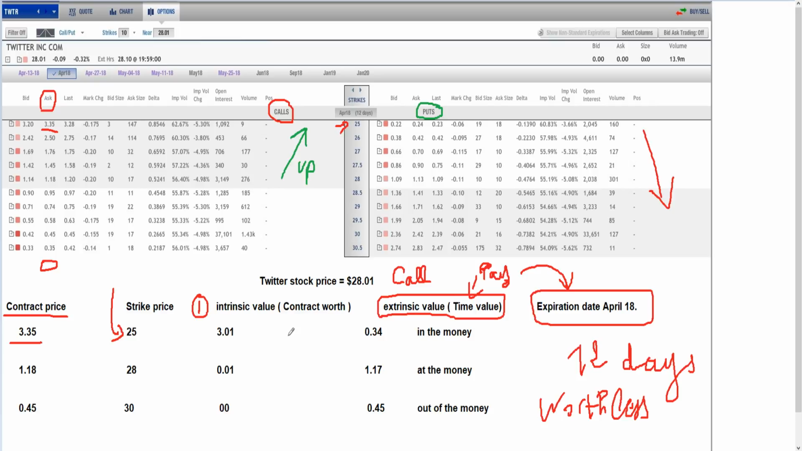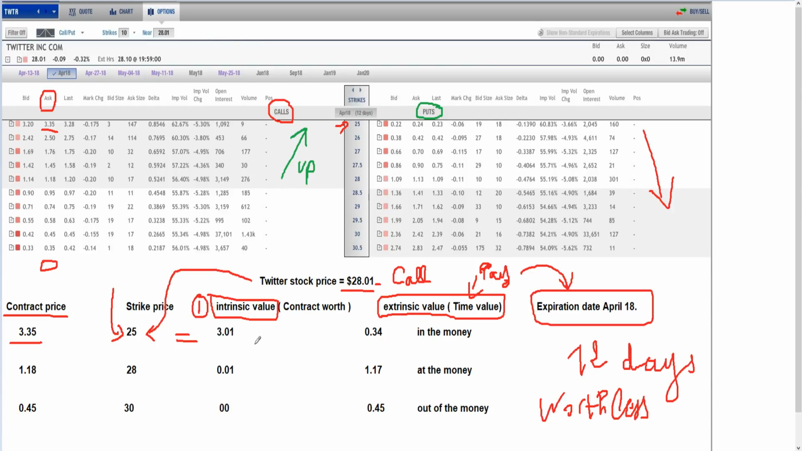Now, for example, how do you calculate? You find $3.35 is the contract price. How do you know the value of your contract, and how do you know the time in terms of money that you pay? I will give you the easiest way to do it. It's very easy. Always put the stock price of Twitter, 28.01. If you want to know the intrinsic value, meaning how much the contract is worth, what you should do is 28.01 minus the strike price, 25, equals $3.01. Is that easy? Yes, it is easy.